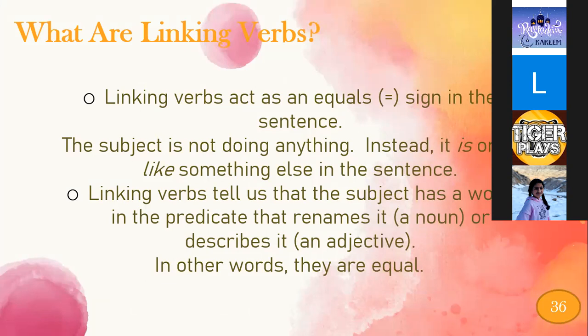So I should use a linking verb. After any linking verb, there should be a word that tells about the subject. In other words, I have a subject and I want to tell something about this subject, so I use a linking verb. And after the linking verb, I will find a noun or an adjective that tells about the subject itself. If it's a noun, then it renames the subject. If it's an adjective, then it describes the subject. So we can say that the subject and the predicate are equal when I have a linking verb.